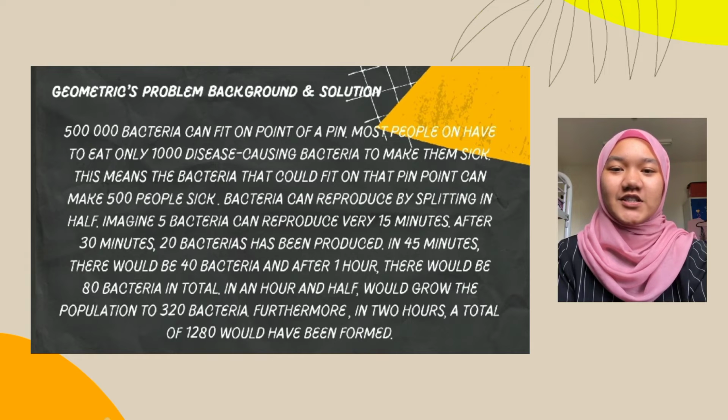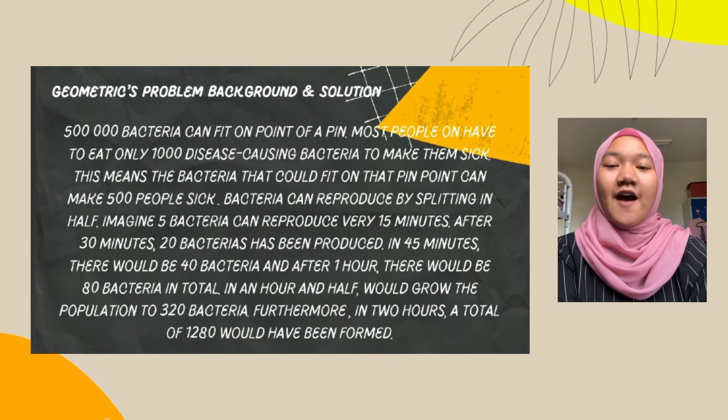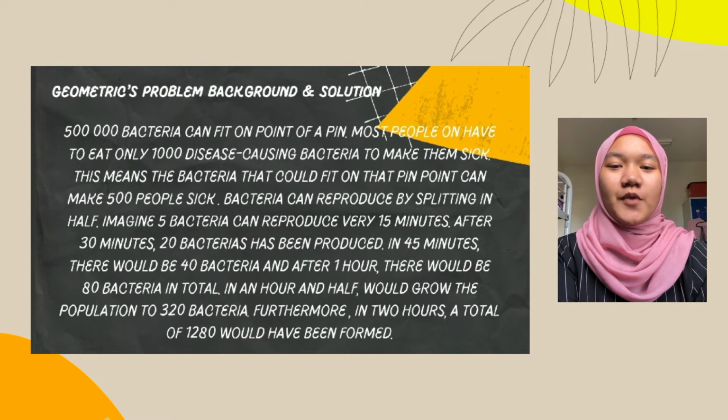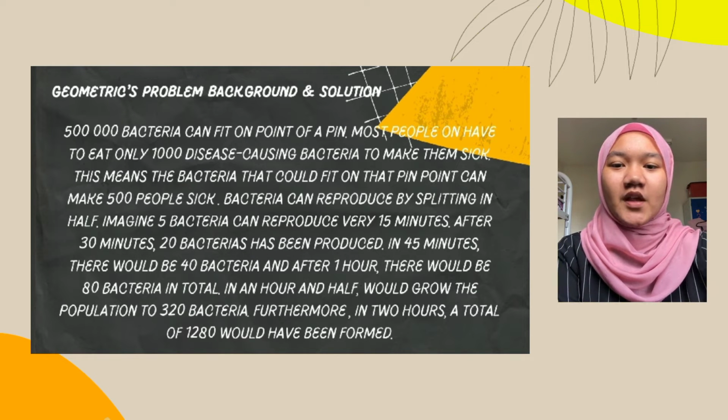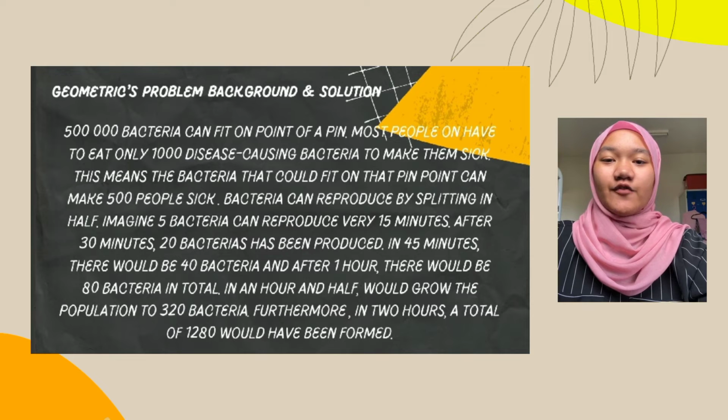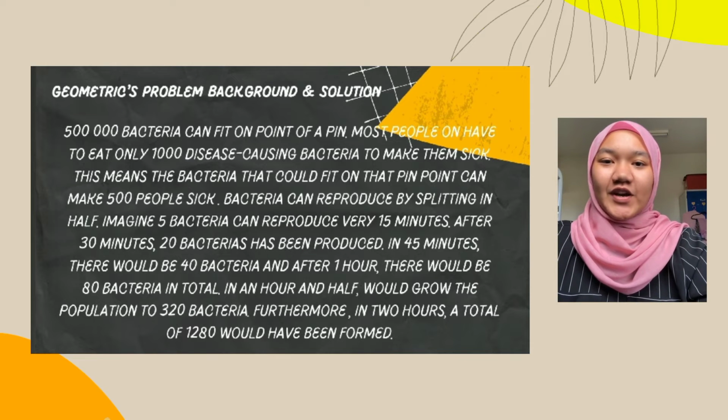For geometric progression, the problem background is that 500,000 bacteria can fit on the point of a pin. Most people only have to eat 1,000 disease-causing bacteria to make them sick. This means the bacteria that could fit on that pinpoint can make 500 people sick. Bacteria can reproduce by splitting in half.